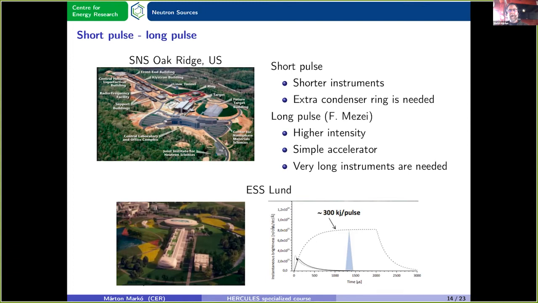And as a comparison, here we can see the response of the moderator at the SNS. As we can see, at the same instantaneous pulse intensity, the intensity is much higher, because we don't see only the peak, we see the integral of this response function over these 3 milliseconds.